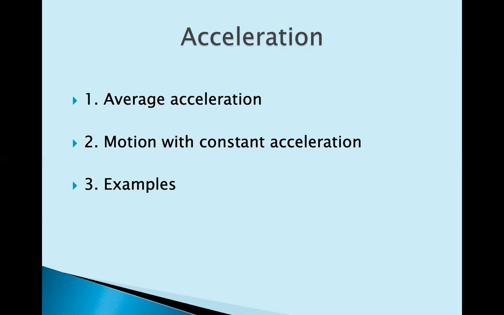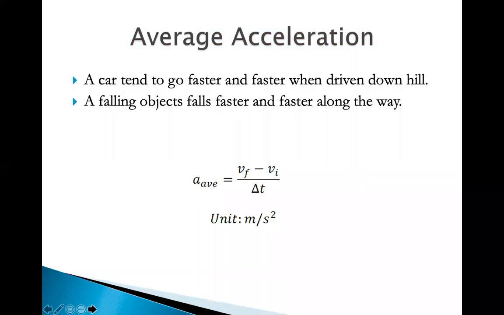So first we're going to introduce average acceleration, and then we're going to see the motion with a constant acceleration. And this is also one of the simplest motions along a straight line. We're still sticking to the simplest. After that, we're going to look at examples.